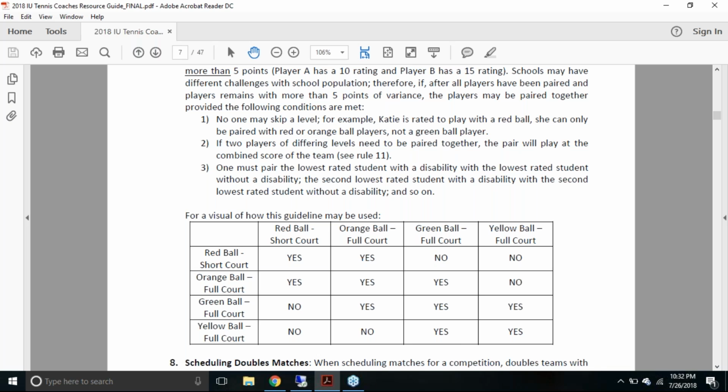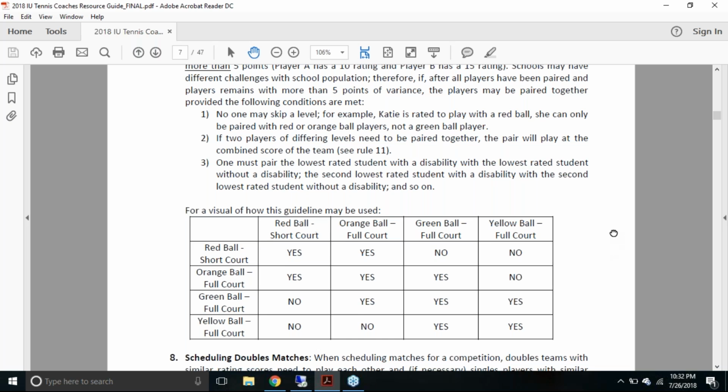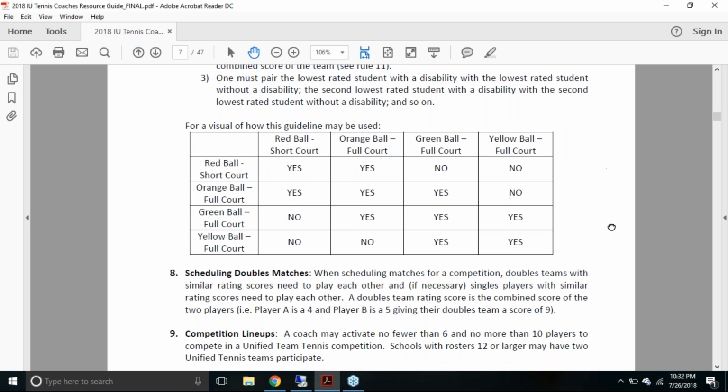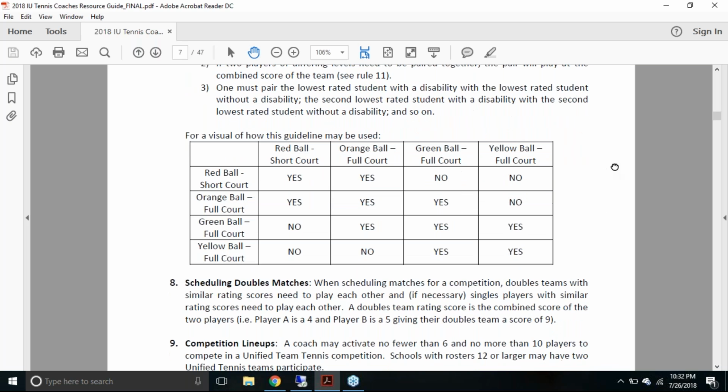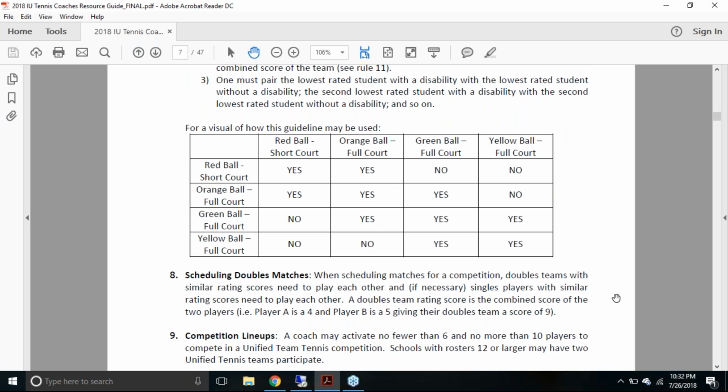That's number one. Number two, if two players of differing levels need to be paired together, the pair will play at the combined score of the team. We will review Rule 11 in a moment. And number three, the coach must pair the lowest rated student with a disability with the lowest rated student without a disability, the second lowest rated student with a disability with the second lowest rated student without a disability, and so on. A visual of guideline number 1 is provided for you on this page.